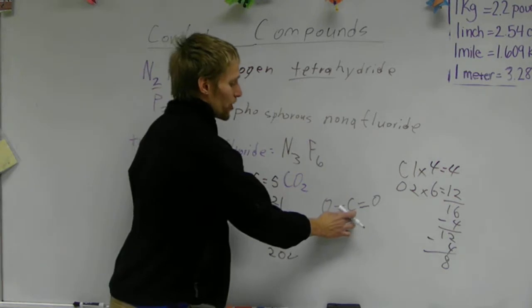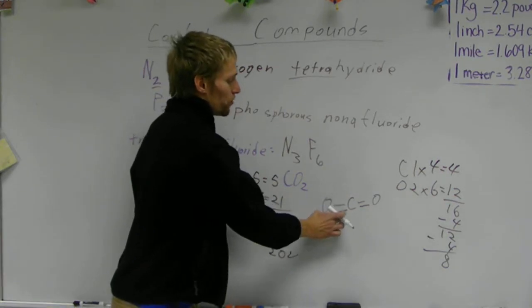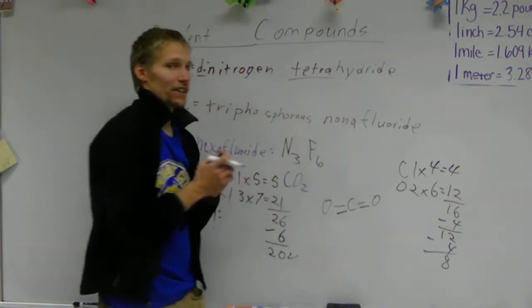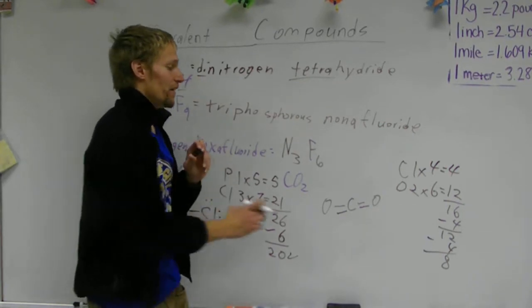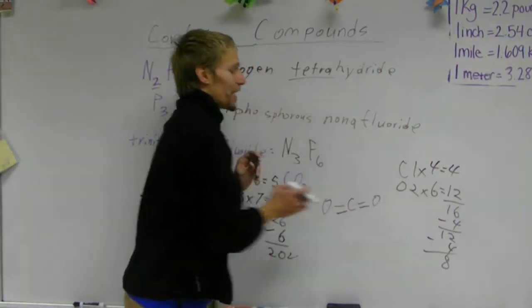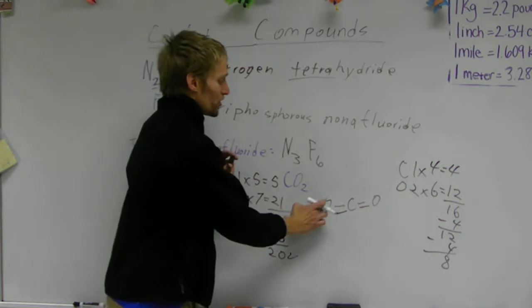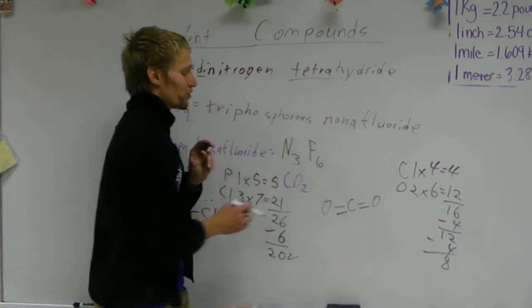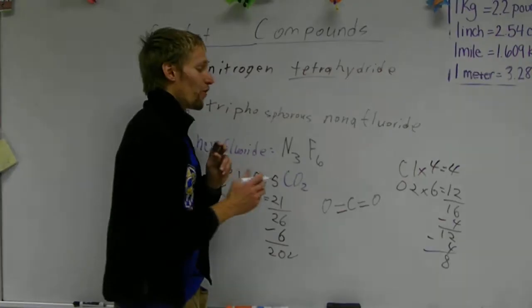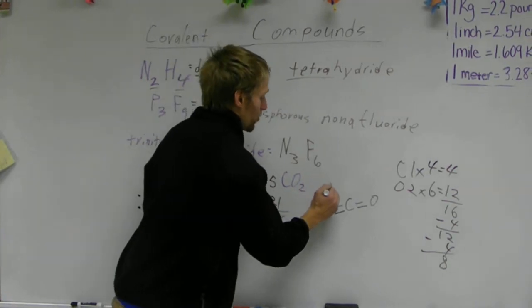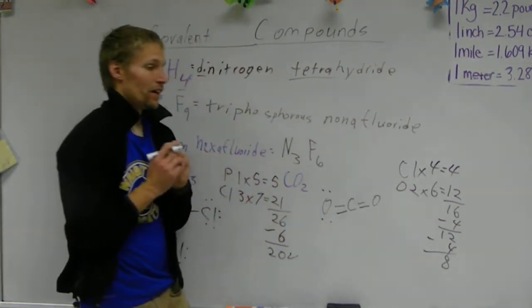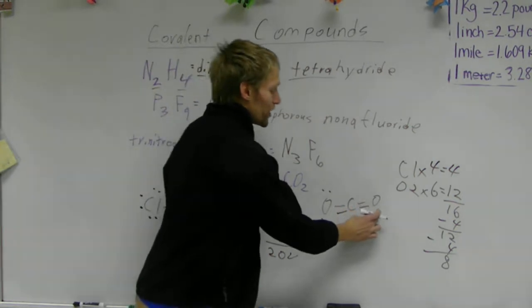So again, I'll start in the middle. C, it's got 2, 4, 6, 8. It's got its full octet. So now we're going to move on to the outside where we have these O's. So first this O, it's got 2 lines, which is 4 electrons. So it needs 4 dots to get to 8. So 1, 2, 3, 4. So that one's full.